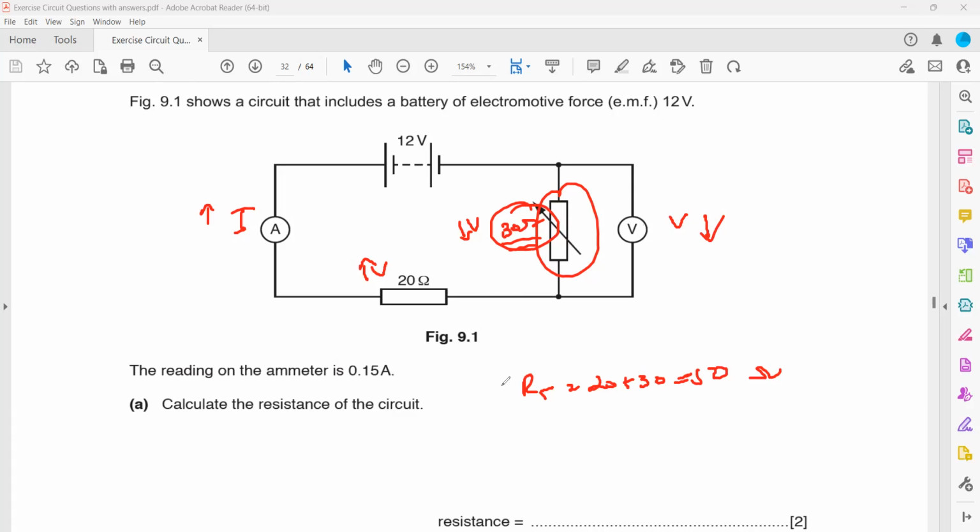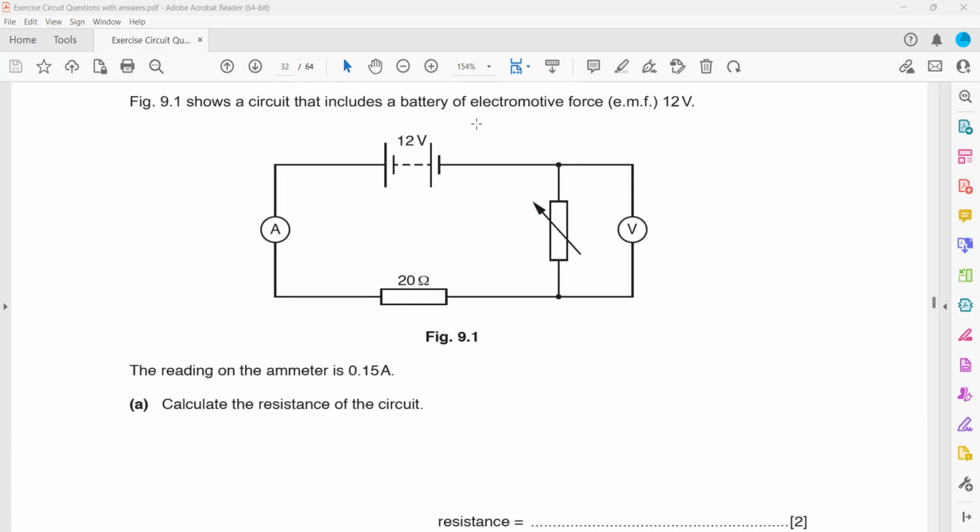So this is a series or potential divider circuit. In a potential divider circuit, if one side's voltage decreases, automatically the other side's voltage will increase, because the total should be constant. For example, say this is 20 ohm and this one is 60 ohm, and the total is 12. Maybe out of 12, there are 4 volts here and 8 volts here. So the voltmeter reads 8.